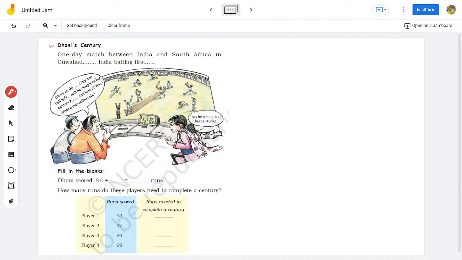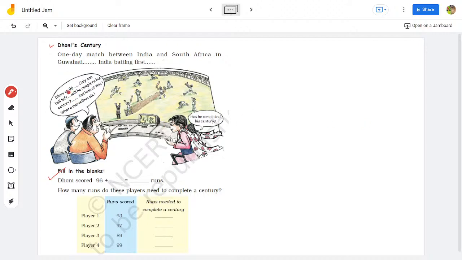Okay, so the commentator is talking about Dhoni's century. Has he completed his century? Someone is asking. Fill in the blanks. Dhoni has 96 plus something is equal to something runs. How many runs do these players need to complete a century? Okay, so I think for the first one also they are talking about how many more runs Dhoni needs.